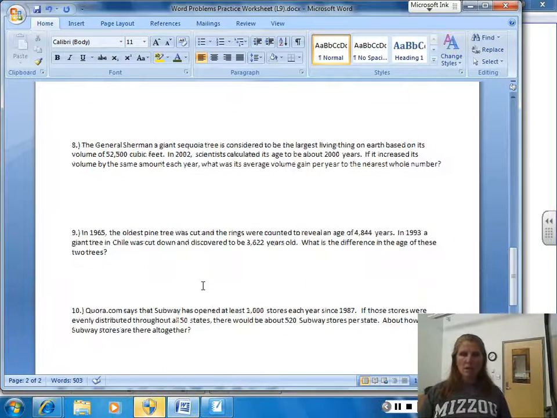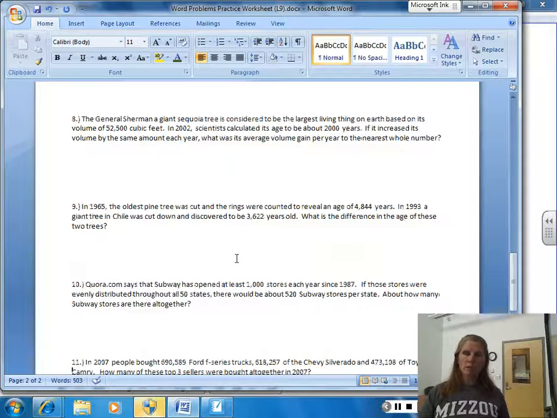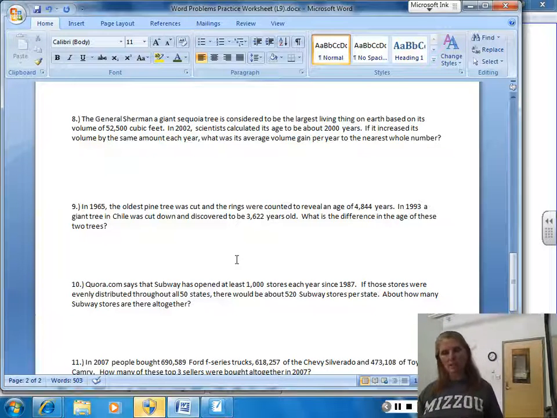Okay, number 8. The General Sherman, a giant sequoia tree, is considered to be the largest living thing on Earth based on its volume of 52,500 cubic feet. So your refrigerator has like 8 cubic feet in it, right? So this is pretty big. In 2002, scientists calculated its age to be about 2,000. So we're going to say it's 2,000 years old.